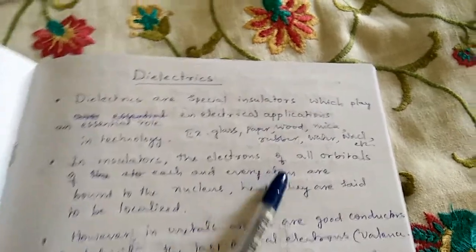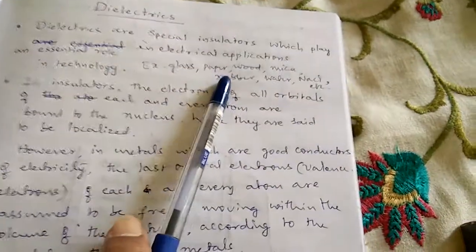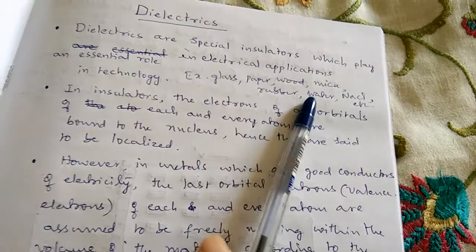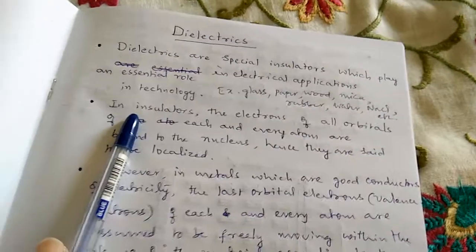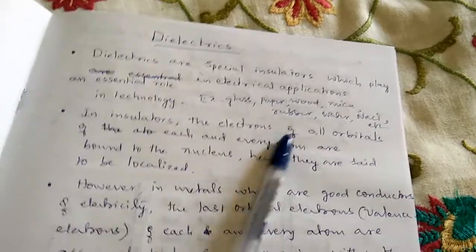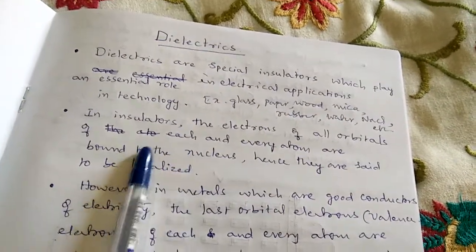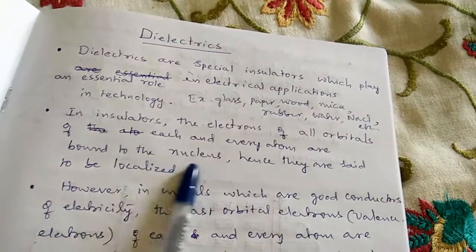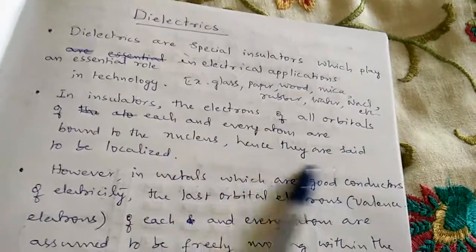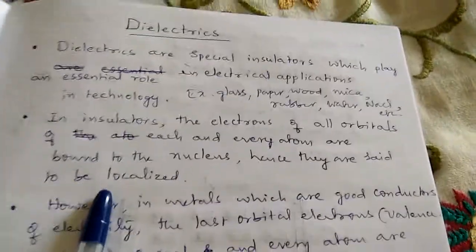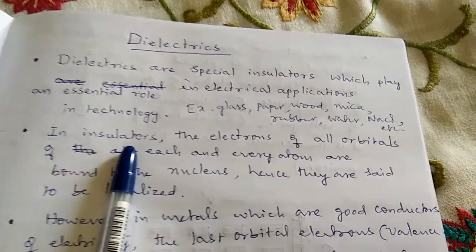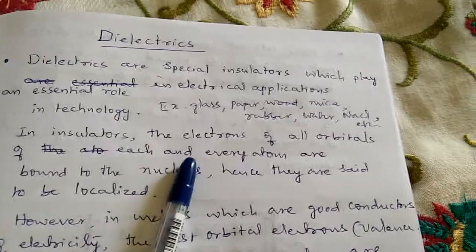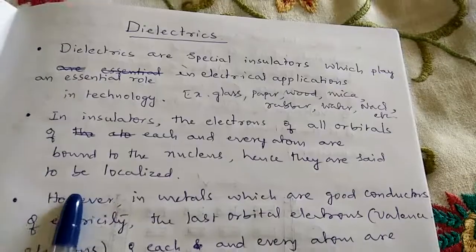Examples for dielectrics are glass, paper, wood, mica, rubber, water, sodium chloride, etc. We know that in insulators, the electrons of all orbitals of each and every atom are bound to the nucleus, hence they are said to be localized. Here, we don't get free electrons, such that they act as insulators or bad conductors of electricity.